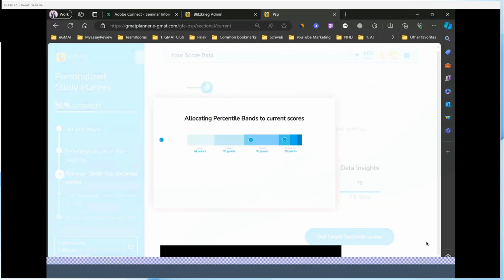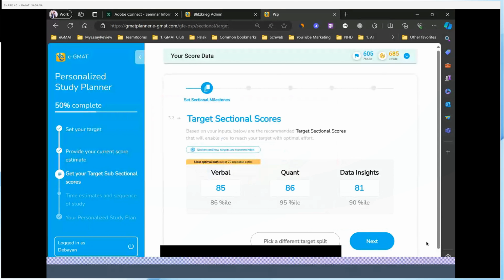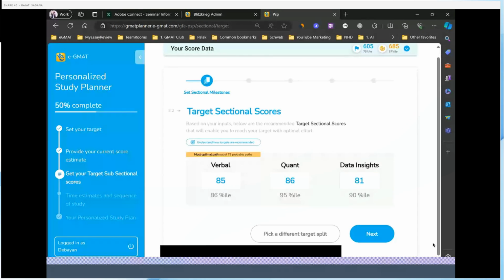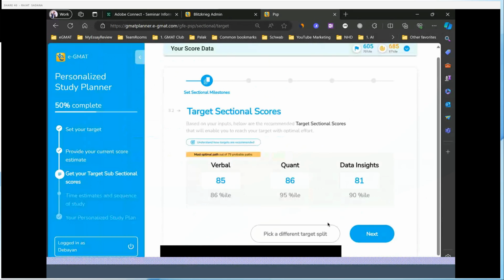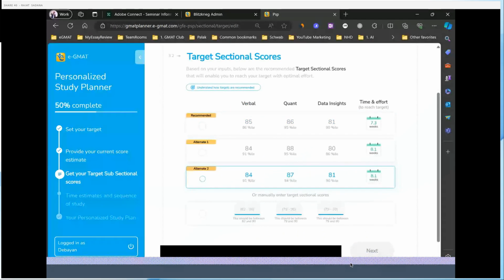So based on this, what it does is it looks at various ways to get to a 685, and then it recommends a target verbal, a target quant, and a target DI score. So it really just says, it looks at those scores and says, hey, there are about 79 ways to get to a 685. This is the way that it recommends. And really good option over here, but it's pushing my quant score higher than my verbal score, so I can really pick a slightly different option.